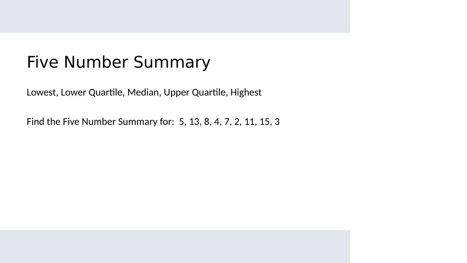5-number summary. If we want to find the 5-number summary of a data set, what those 5 numbers are that make up the 5-number summary are the lowest data point, the highest data point, the median, and then the new things are those 2 quartiles we just talked about, the lower quartile and the upper quartile. And so we need to find those 5 numbers if we're going to find the 5-number summary, and that'll be the highest, the upper quartile, the median, the lower quartile, and the lowest. That's what I'm after for this particular data set right there.